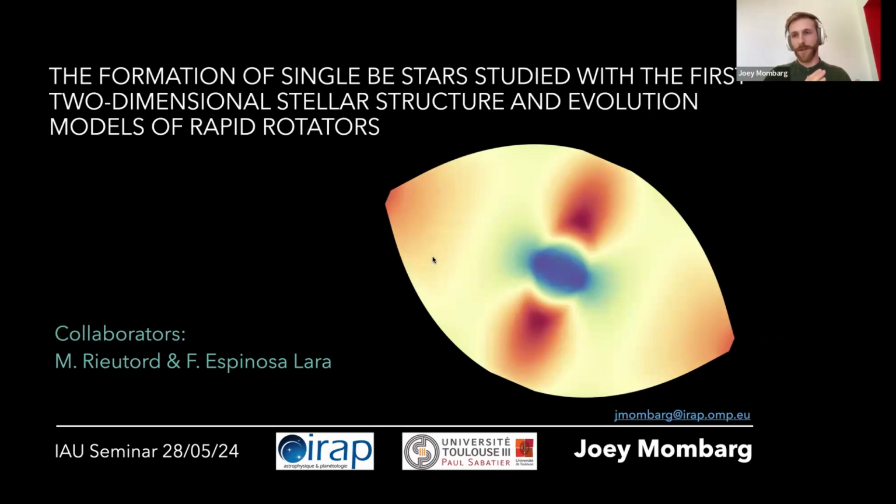So I'm just going to start by introducing what kind of physics we put into these models, and then show you a comparison to a real star. And then for the final part, I will discuss what these 2D models imply for the formation of single BE stars.